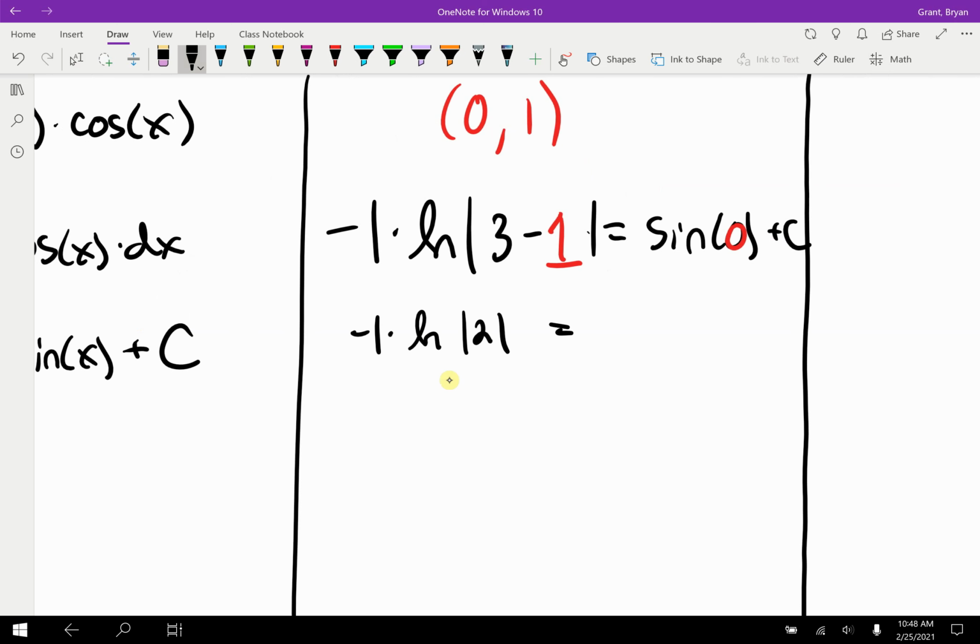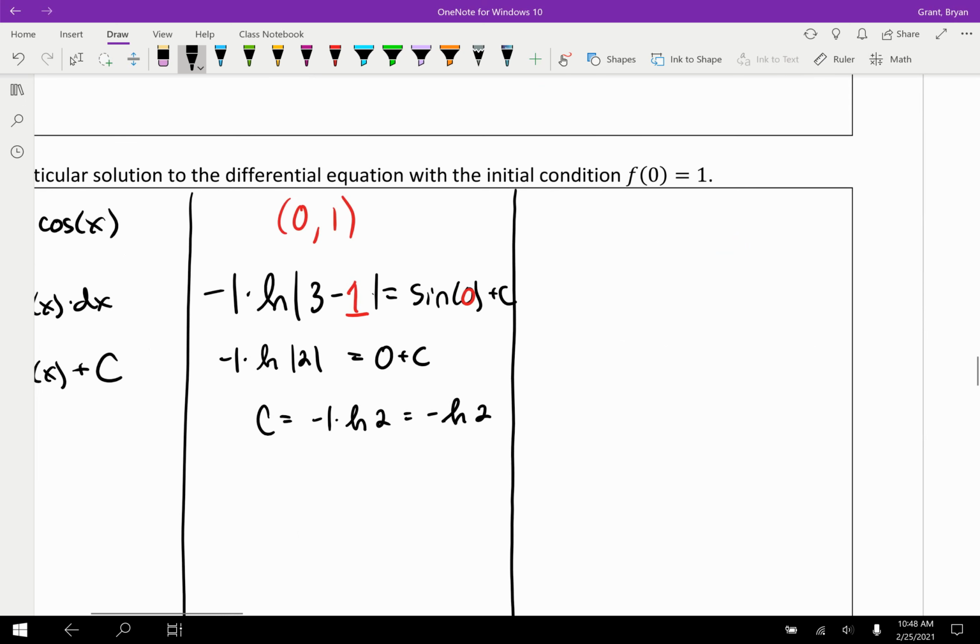Any sine of 0 is 0, plus c. Cleaning this up further, the absolute value of 2 is just positive 2, so I believe c is just negative 1 natural log of 2. Or you'd probably just see it written negative natural log of 2. Okay, let's move on to the last part.